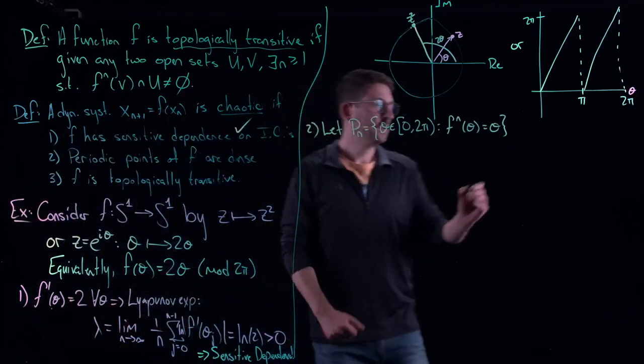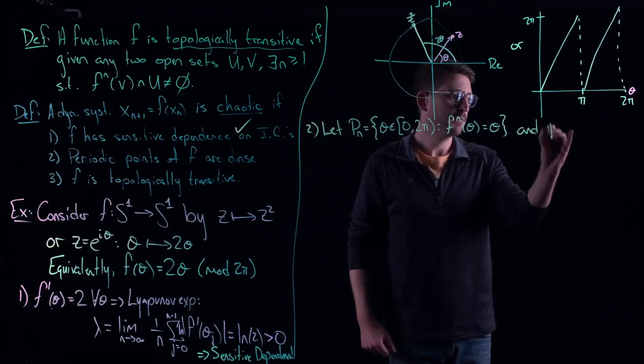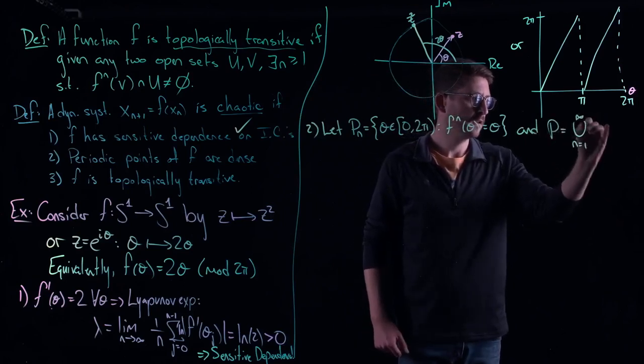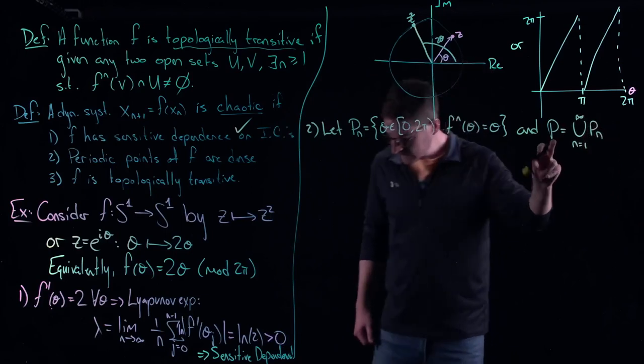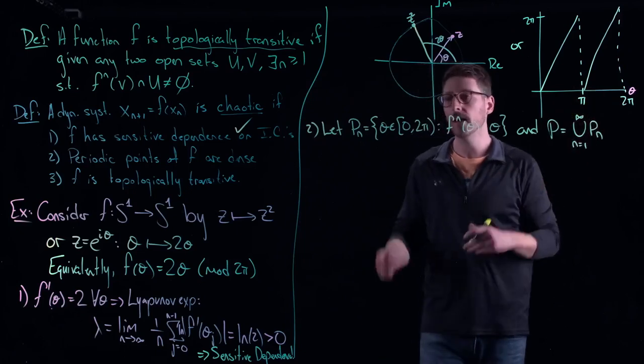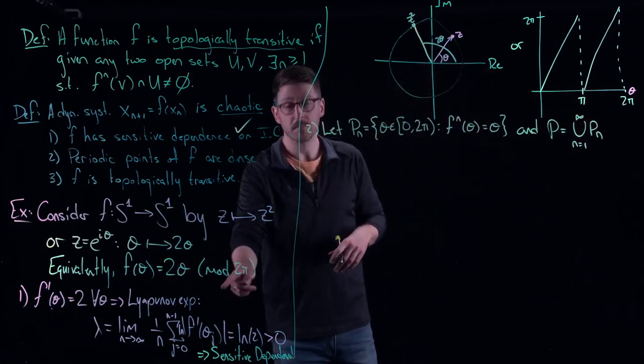And let's let p just be the union over all n's. Okay, so what p is, this is the set of all periodic points in the interval 0 to 2 pi of my mapping theta goes to 2 theta mod 2 pi.